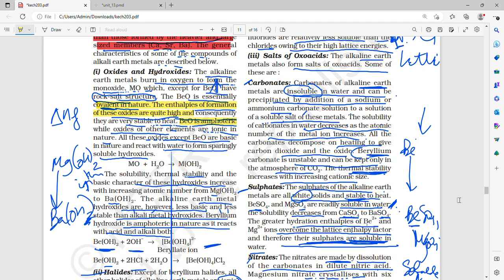The enthalpies of formation of these oxides are quite high, and consequently they are very stable to heat. While oxides of other elements are ionic in nature, all these oxides except for beryllium oxide are basic in nature and react with water to form sparingly soluble hydroxides.